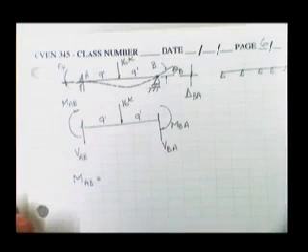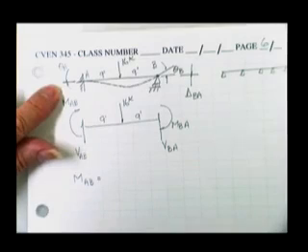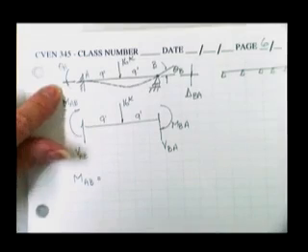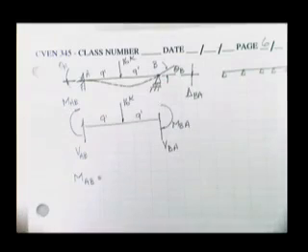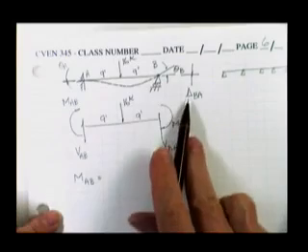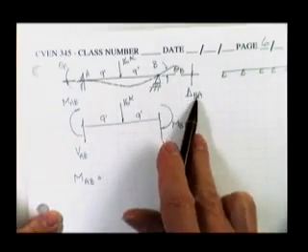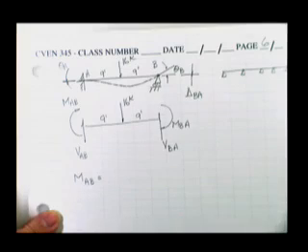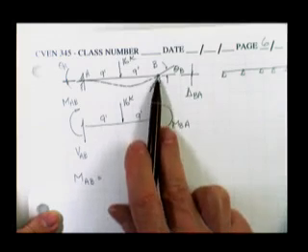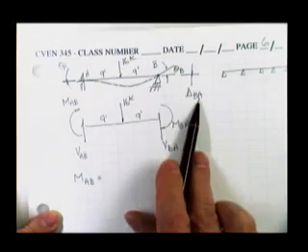Already you know a few things. What is theta A? 0. What is theta B? You don't know. Neither do I. What is the deflection of end B with respect to end A? 0. If the guy told you this settled down a half an inch, I'd just say it's a half an inch.